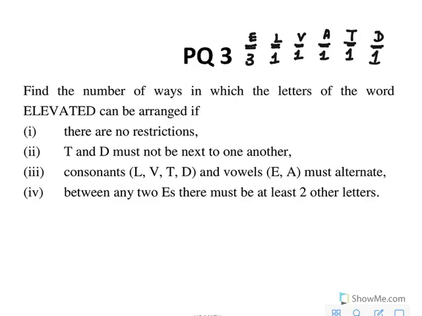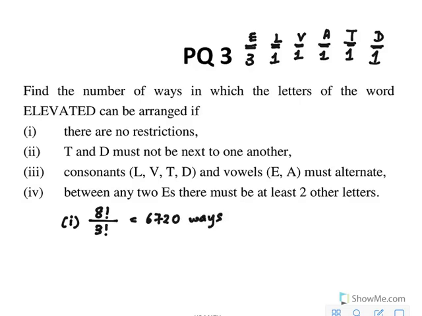How many ways can we arrange them? So you know that there are 8 letters, in which 3 are identical. So the answer for part 1 will be 8 factorial divided by one group of identical objects, which is 3 factorial, and the answer is 6720 ways.